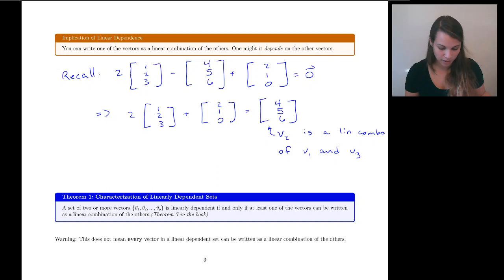So that brings us to our first theorem of today. This is theorem 7 in your book. A set of 2 or more vectors, V1 to Vp, is linearly dependent if and only if you can write one of those vectors as a linear combination of the other ones. Warning, this does not mean every vector can be written as a linear combination of the others when you have linear dependence. You just have to have one that you can do this for. And I will have an example coming up soon where I can illustrate this.